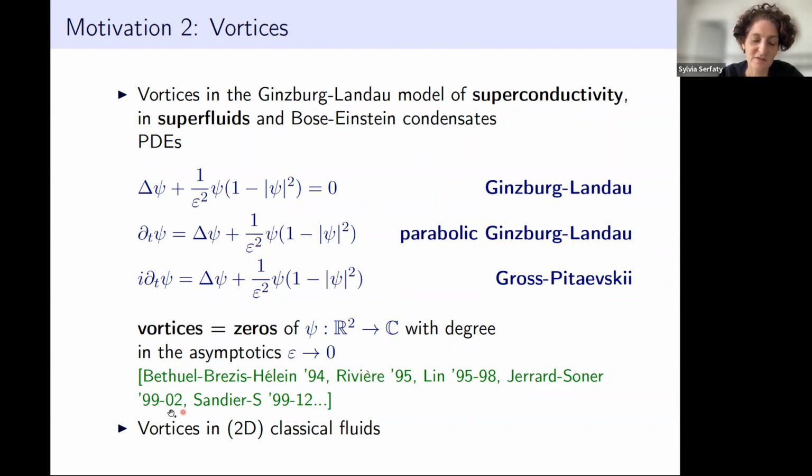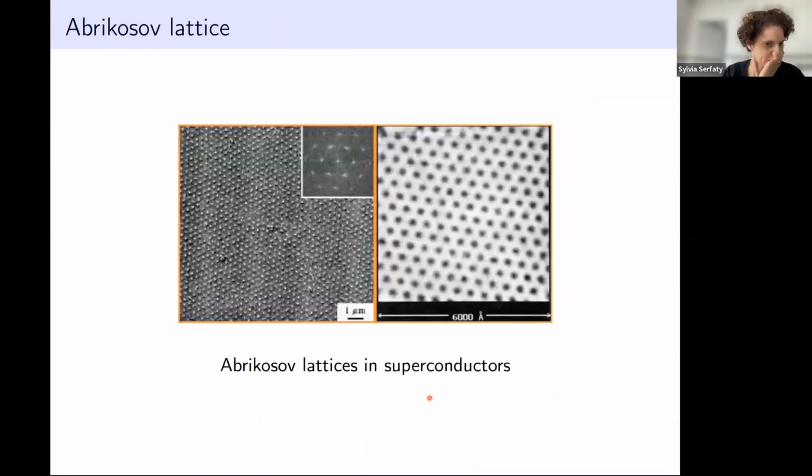So there is a large literature on this. And you find that in the end, these points, these vortices, they interact with the logarithmic interaction in 2D. So you're back to this logarithmic system. And this happens also in classical fluids, where you have vortex interaction in 2D fluids. It's also logarithmic interaction.